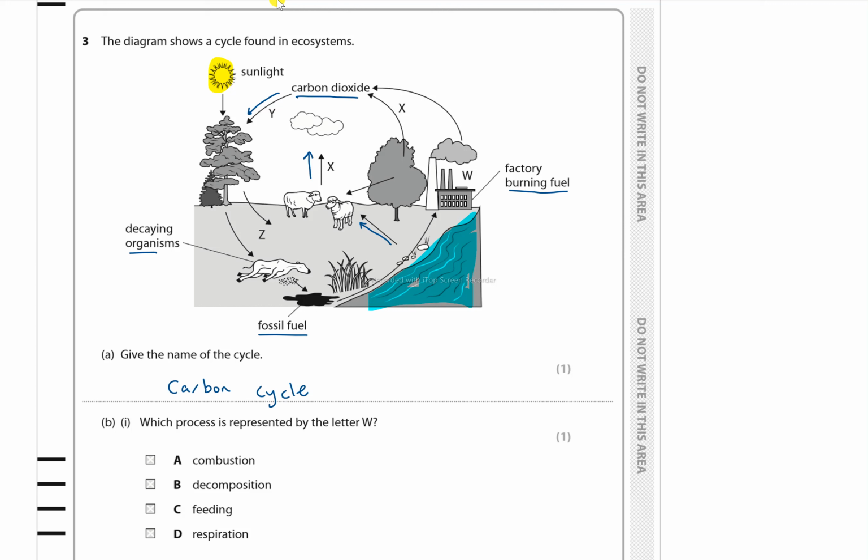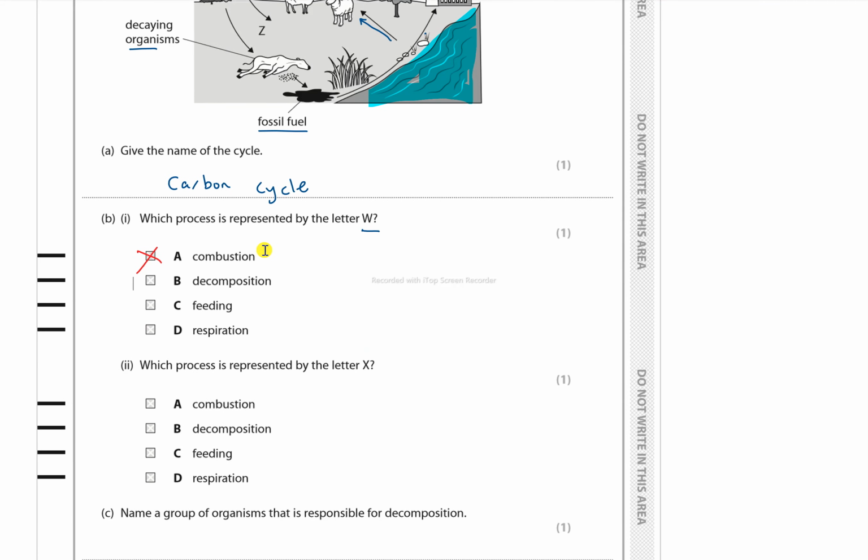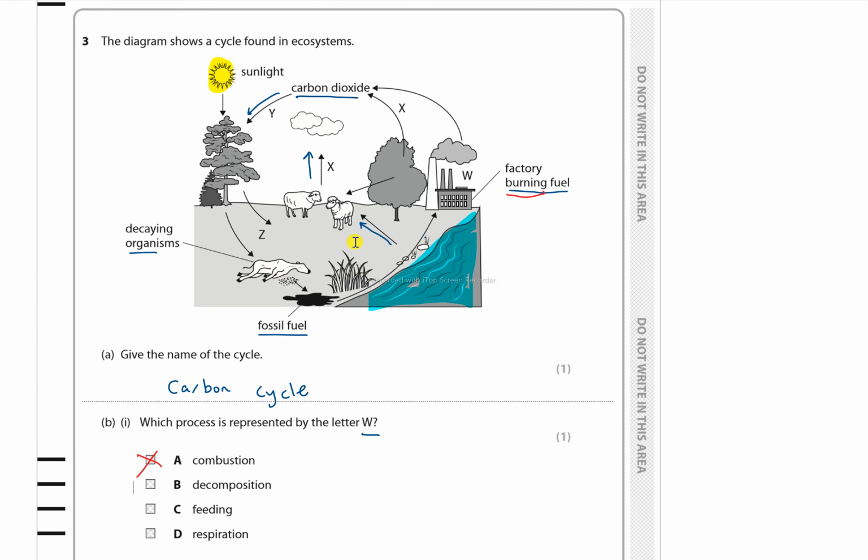Which process is represented by the letter W? Where's W? W is there. So they take fossil fuel, and when they burn it, it's called combustion. Okay, now the next question is X. Where's X? Right. The animals are respiring. So X is respiration.